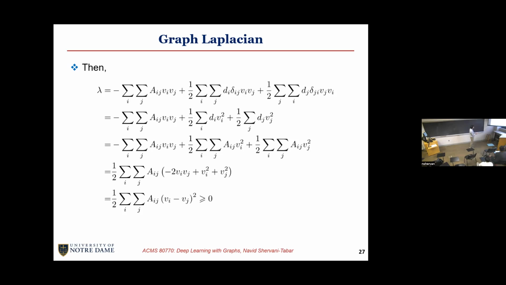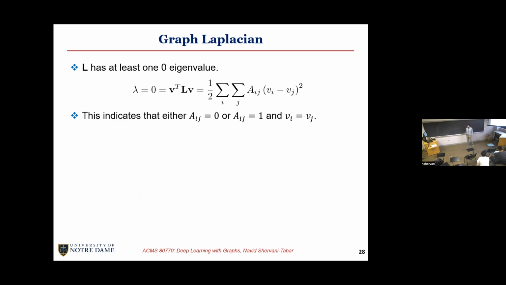I write it as (v_i minus v_j) squared, and then A_ij. So this is a square term. It's not going to be negative anytime, right? And the other term is just the binary A_ij, right? It's either 1 or 0. So there is nothing negative in this equation. And so we can show that the eigenvalue is always non-negative.